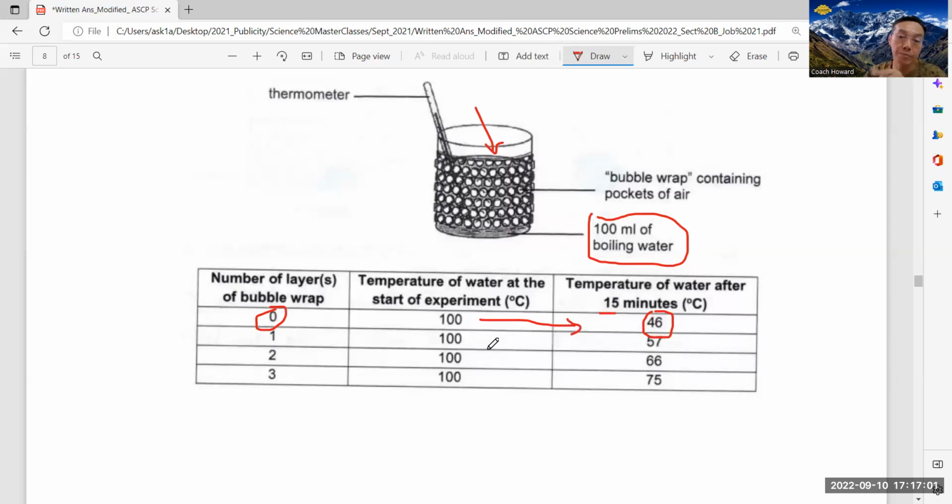With one layer of protection, temperature dropped to 57. So lesser drop, right? With the second layer, even lesser, dropping to 66. And with the third layer is the least. It dropped only to 75. So you understand this setup? Good. So from here, then you can understand how to proceed to the questions.